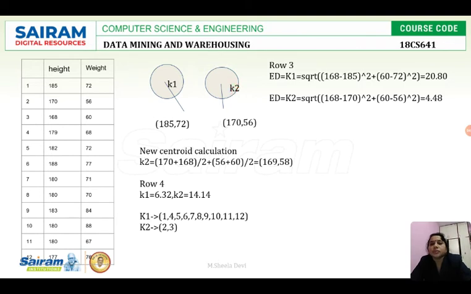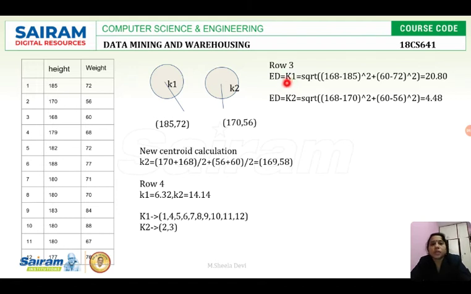Then what is the next step? We take the third row, keeping this as the centroid of K1 and this as the centroid of K2, and find the Euclidean distance. What is the ultimate aim now? Where can I place this third object, in cluster 1 or cluster 2? In order to find where to place this third point, I have to use the Euclidean distance formula.